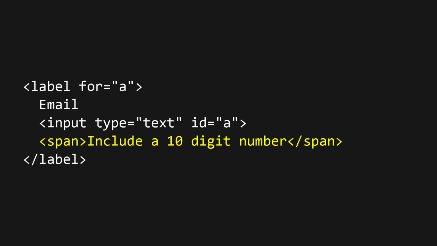Information can be associated with form fields by placing the information inside the label element. This technique is stable across all web browsers and assistive technologies, so it's the recommended solution. In this example, there's a span with the words include a 10-digit number inside the label element.